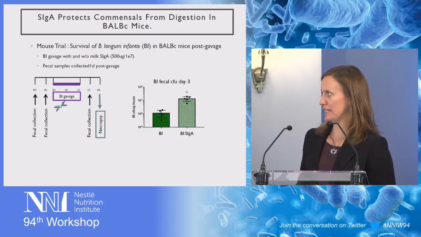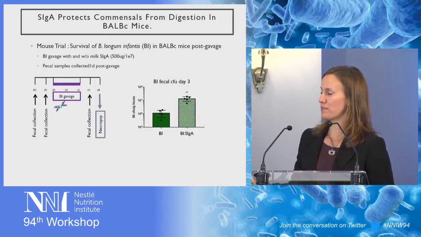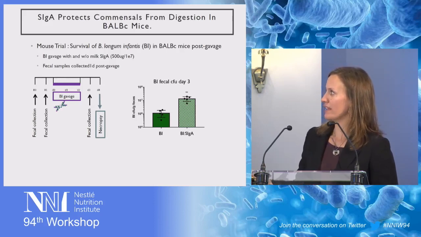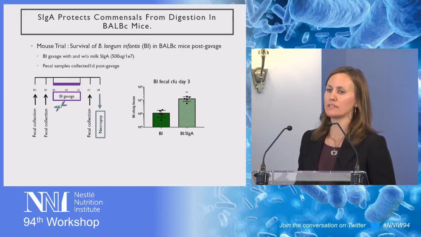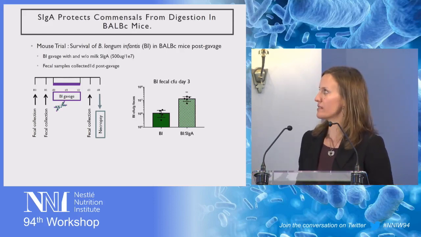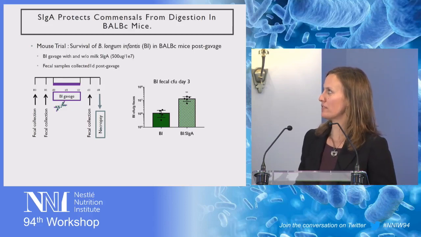And what I found was indeed that when B. infantis was pre-associated with secretory IgA, and this was milk IgA, I had almost a complete log-fold increase of bacteria that were able to passage through that intestinal content and be shed through the feces.